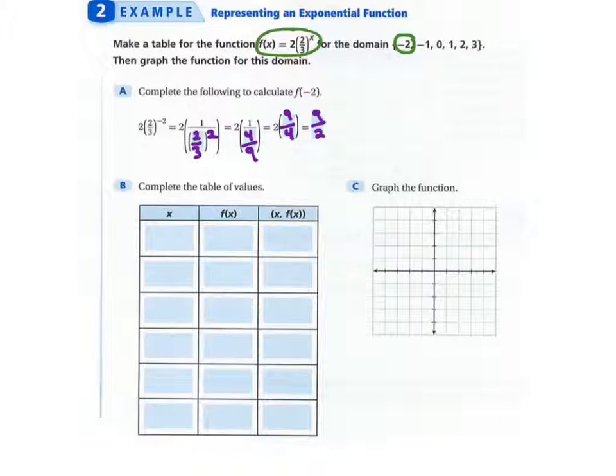All right, so we can complete the table. We have an input of negative 2. f of x is 9/2. That means we'll have a point of negative 2, 9/2.